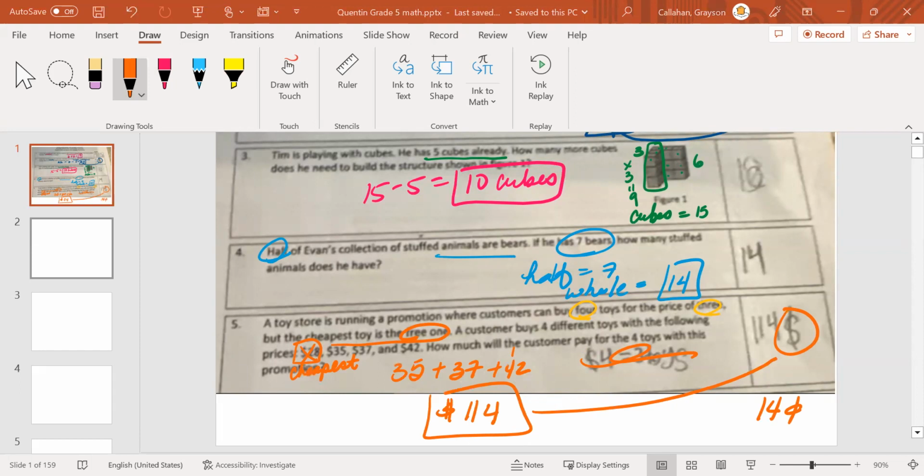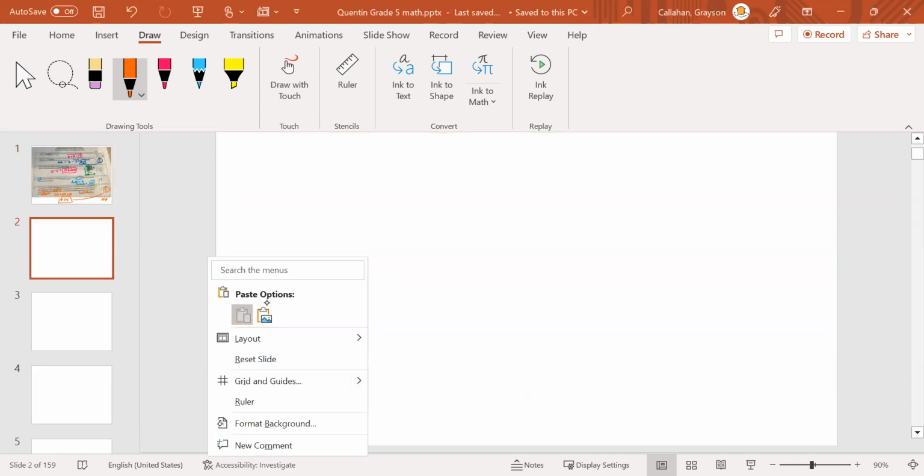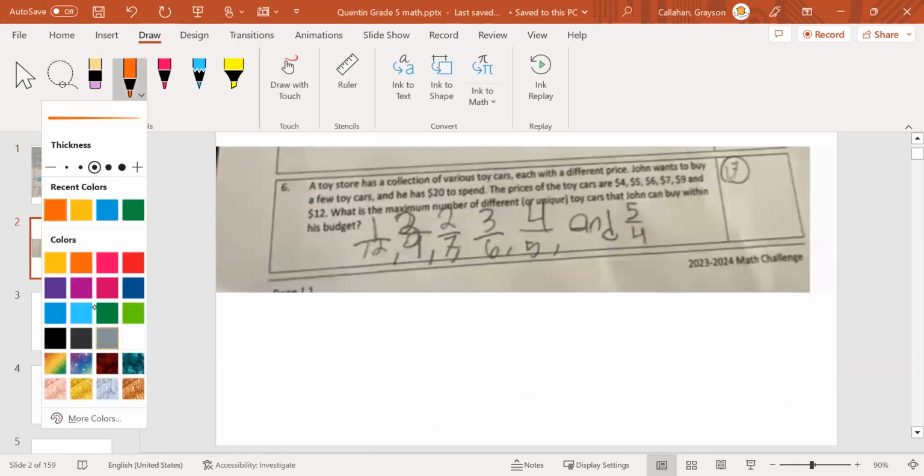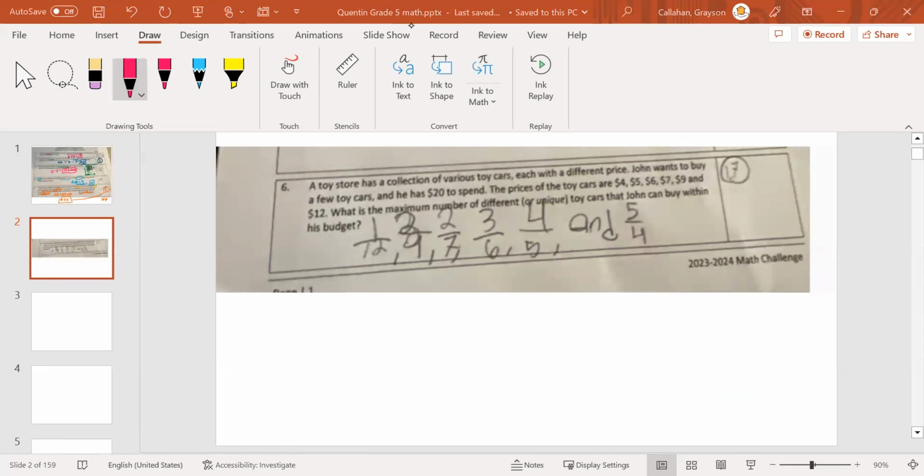Go ahead. Read it, please. The toy store has a collection of various toy cars, each with a different price. John wants to buy a few toy cars, and he has $20 to spend. The prices of the cars are $4, $5, $6, $7, $9, and $12. What is the maximum number of different or unique toy cars that John can buy within his budget?